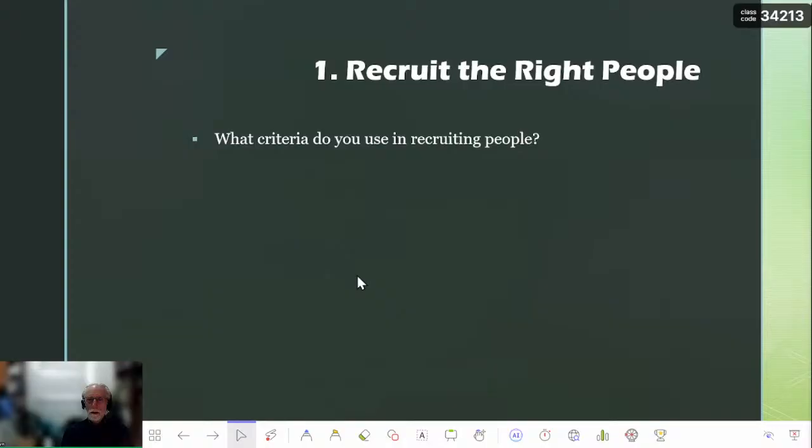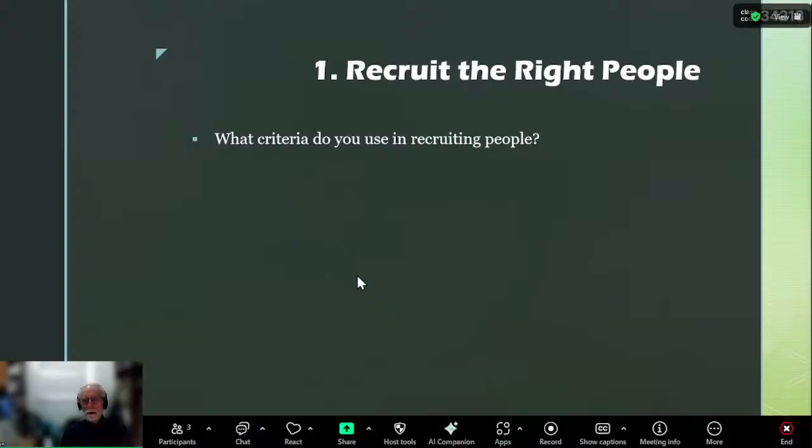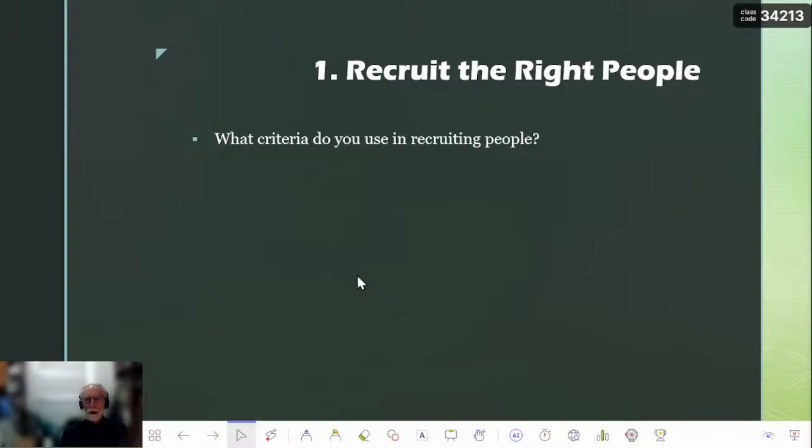Character. Say again? Character of the people. Consider the character of each person. Character, yeah, absolutely. Good. How do you find out if they're good character?